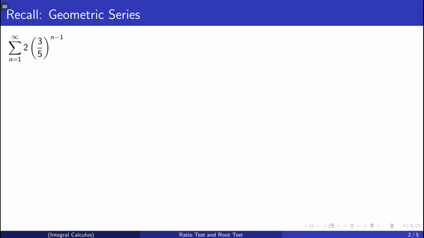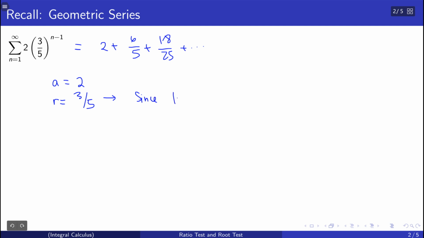These series you've seen before, and we know exactly when these series converge. It's when the common ratio in absolute value is less than 1. So for instance, this series is 2 plus 6 over 5 plus 18 over 25, and so on. It has first term 2, common ratio 3/5. So since r is less than 1 in absolute value, this series converges.